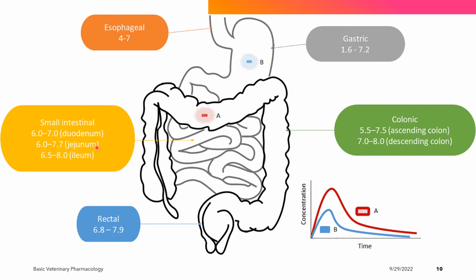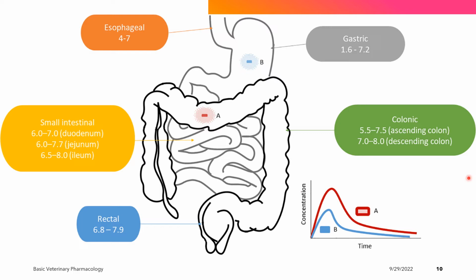We also have here the small intestine, the colon, and the rectum. In the case of the stomach, it has a pH range between 1.6 and 7.2. In terms of the small intestine, particularly the duodenum, it has a pH of about 6 to 7. For the colon, of course, it will vary according to the segment. For the ascending colon, this is the pH range, and for the descending colon, this is the pH range.